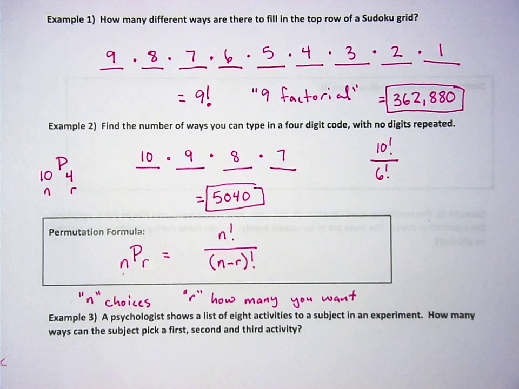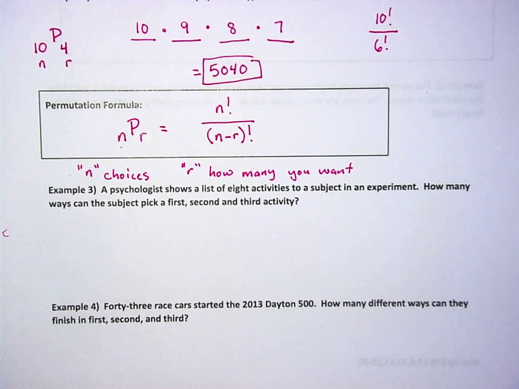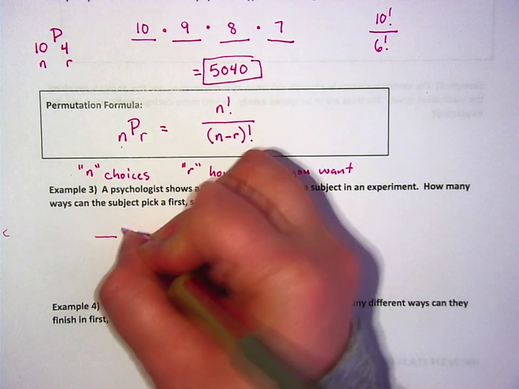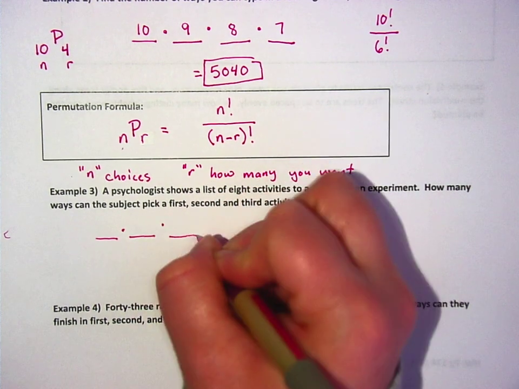Okay. So a psychologist shows a list of 8 activities to a subject in an experiment. How many ways can a subject pick a first, second, and third activity? We're going to do this in many different ways, okay? All right. First, second, third activity.